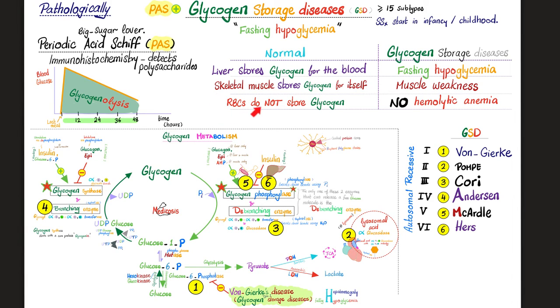Next, red blood cells do not store glycogen. That's why in these glycogen storage diseases, you will never hear of hemolytic anemia. But hey, Medicosis, Von Gierke disease might have anemia. Yeah, anemia. We do not know its cause, but it's not hemolytic anemia. Even if it is hemolytic anemia, every rule has exceptions.